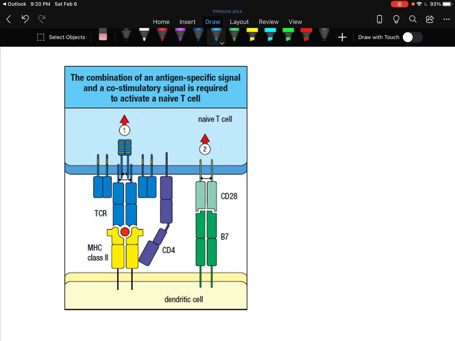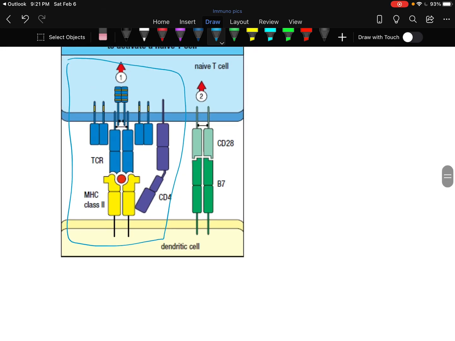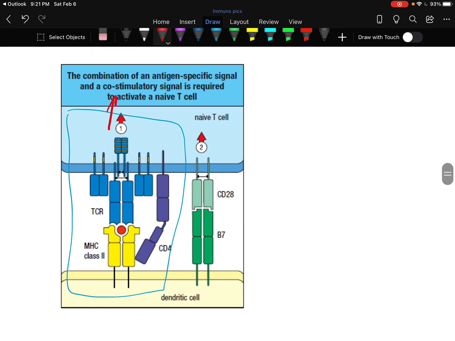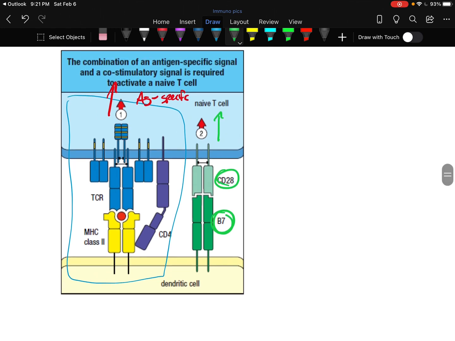So the next step here is we already have the antigen-specific connection that's happened here, and then it sends a signal, and this is the antigen-specific signal. But also, another signal has to happen. As we can see here, the CD28 molecule binds to the B7 molecule on the dendritic cell. And when that binding occurs, that's called co-stimulation. It's a co-stimulatory signal. And this is the next necessary step.